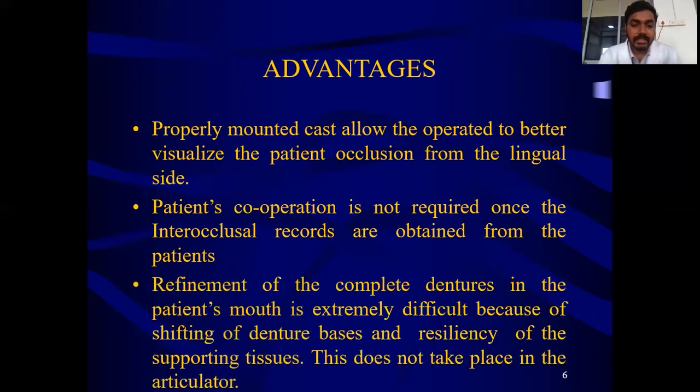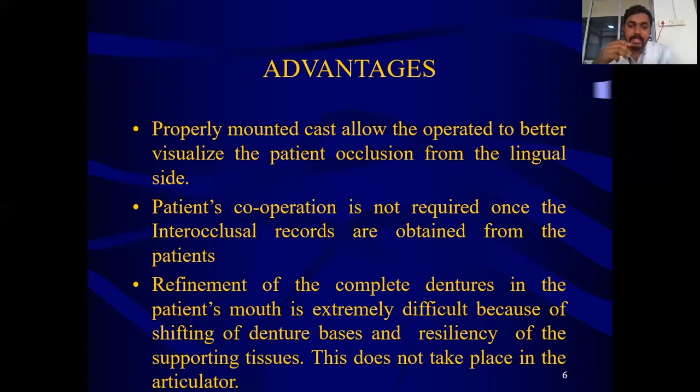Then the refinement of complete dentures in the patient's mouth is extremely difficult because of shifting of denture bases and resiliency of the supporting tissues. This does not take place in the articulators. In the patient's mouth, because of the resiliency of the mucosa, in both maxillary and mandibular complete dentures, most of the time, even though the occlusion is not so accurate, because of this cushion effect it will get adjusted. But whenever possible, it is our duty to give a prosthesis which does not have many problems or high points, and which has a more accurate occlusion without damaging the oral tissues.